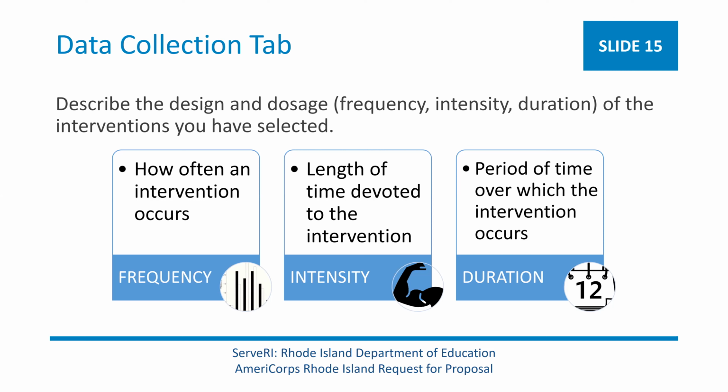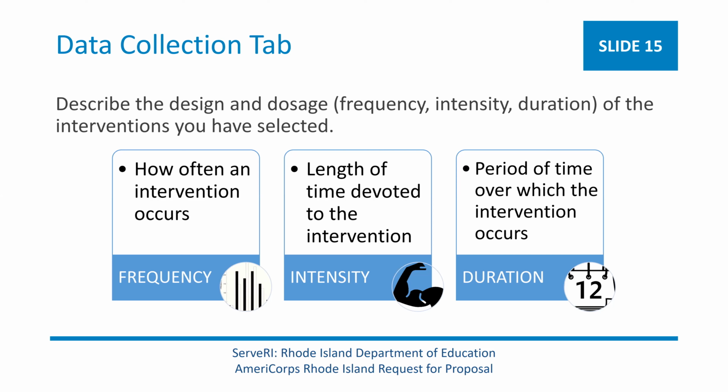And I want to recommend to you that you actually use the words that I'm using right now in describing your performance measure's associated intervention, in the dosage that folks receive. And those words are frequency, intensity, and duration. So frequency refers to how often an intervention occurs. So for example, we'll stick with a mentoring program. The frequency might be 1 session with the mentor per week. Okay? How often the intervention occurs.